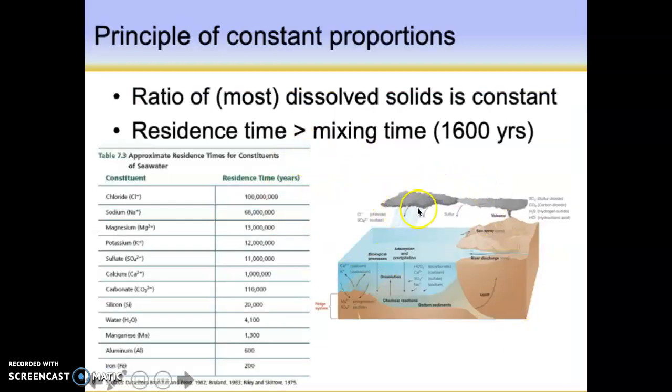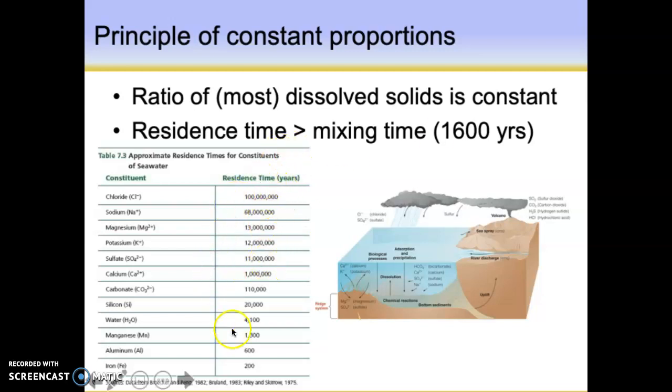And the reason for that is that the processes that are adding them and removing them are in balance, and their residence time is pretty long. So you can see hundreds of millions of years. The mixing time for the ocean. So we will be talking in the future about ocean currents, but the oceans are constantly being mixed by currents. And the mixing time for the ocean is roughly 1,600 years.